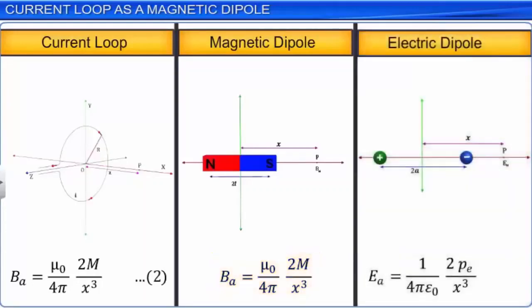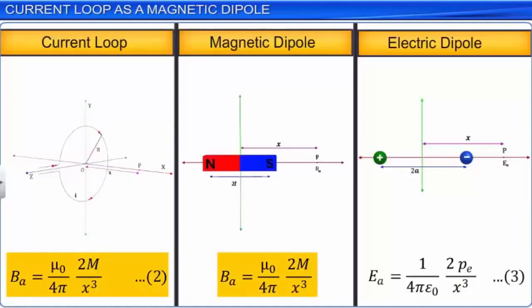We also know that the electric field intensity at a point P on the axial line at a distance x from the center of an electric dipole, EA, is equal to 1 by 4 pi epsilon naught into 2 PE by x cube, where PE is the moment of the electric dipole. Let this be equation 3. The magnetic induction at a point P on the axis of a circular current loop is exactly the same as the magnetic induction at a point P on the axial line of a magnetic dipole.